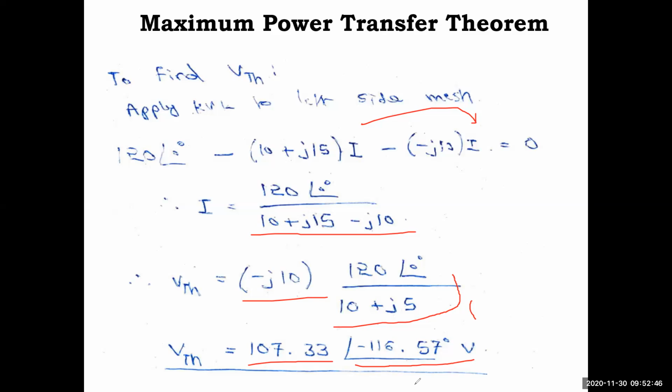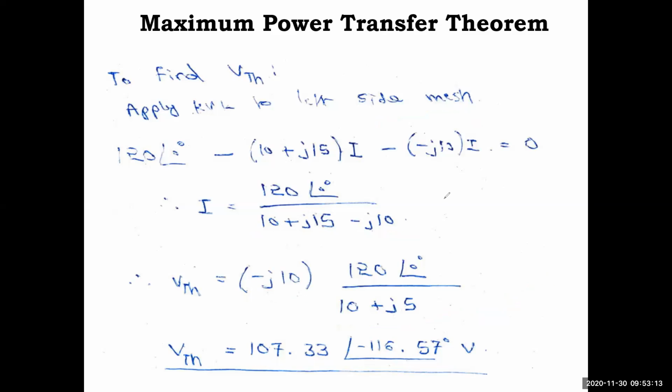Minus 48 minus 96i, both are minus. So that is the answer in complex form: minus 48 minus 96j. When you convert this, it will come 107.33 at an angle minus 116.565 degree volt. Hope it is clear. As we have done two problems, you should now be able to do it. The basics are your KVL and KCL, so mesh analysis and node analysis. That should be strong.